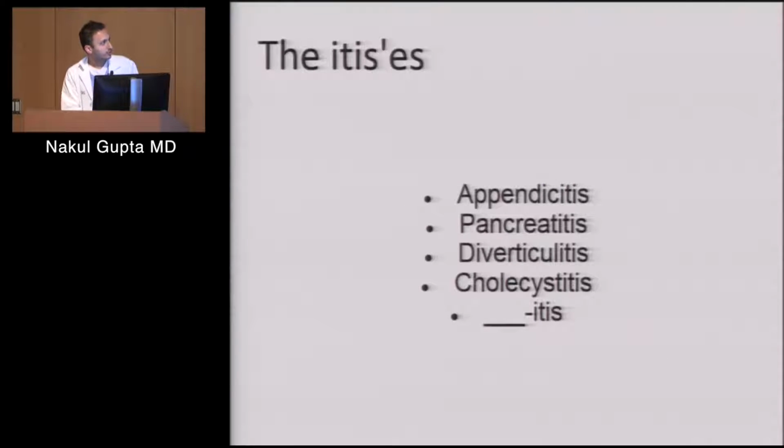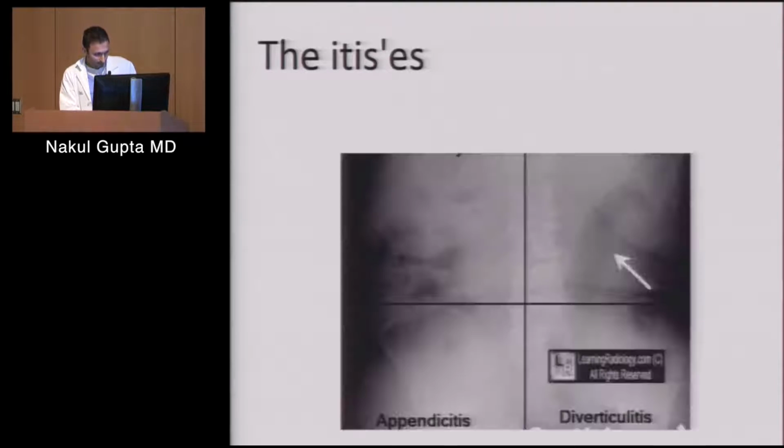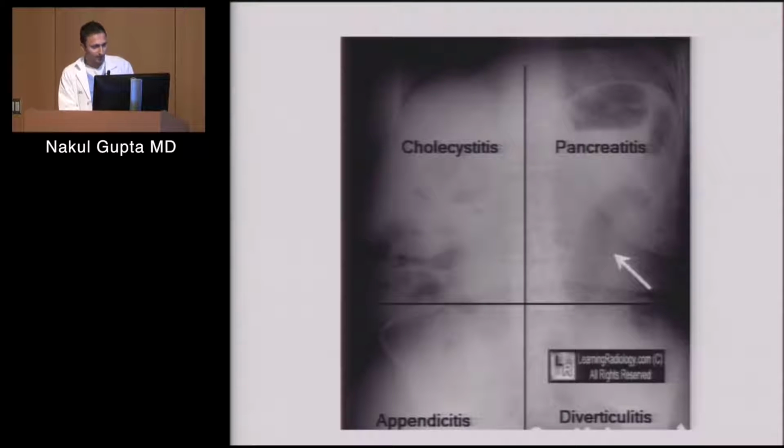So we just took a tour of some of these itises of the abdomen. Appendicitis we just saw. We didn't show you pancreatitis. You saw diverticulitis, cholecystitis. And this is just a cute little graphic showing the differential diagnosis for abdominal pain in the different quadrants. One thing that is interesting to note here is you can occasionally see on a plain radiograph something called a sentinel loop sign. What is that?